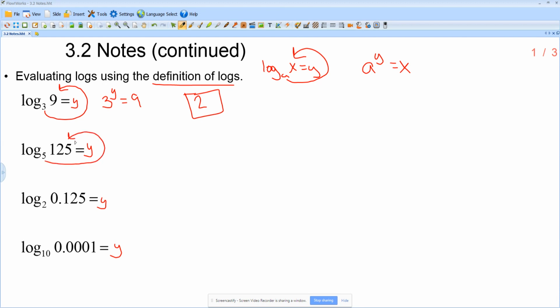Evaluating again using that, this is 5 to the y equals 125. Well, 5 squared is 25. 5 cubed is 125. So the exponent here would be 3.